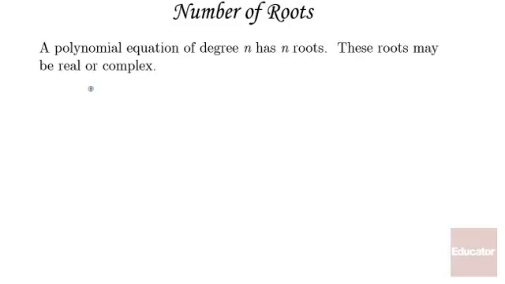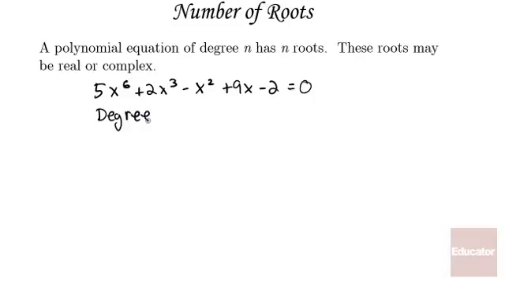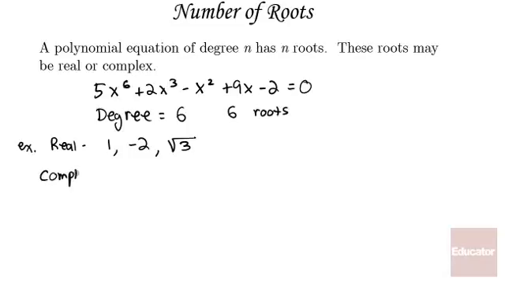For example, if I'm given a polynomial such as 5x to the 6 plus 2x cubed minus x squared plus 9x minus 2 equals 0, so a polynomial equation, I see that the degree equals 6. This tells me that there are 6 roots for this equation. Now, they can be real, and they could be, for example, something like 1, -2. Those are rational numbers. They actually could be irrational numbers like the square root of 3. You also can have complex numbers as roots.